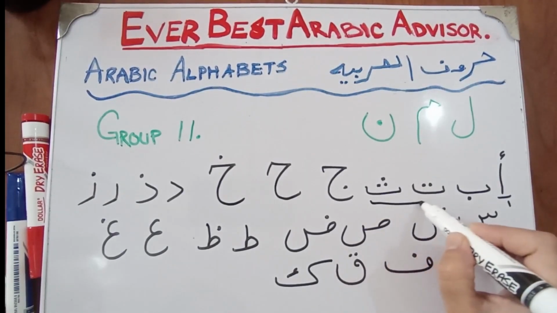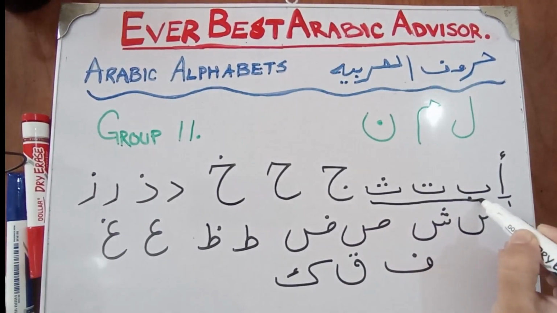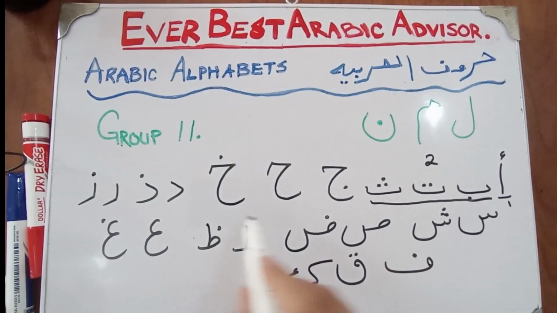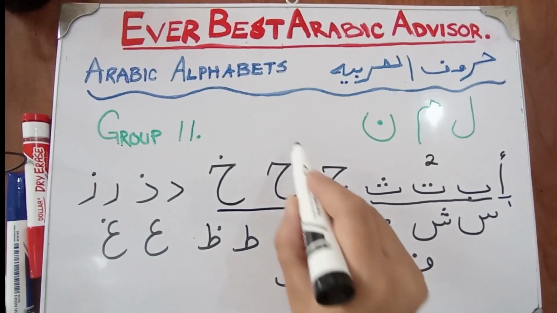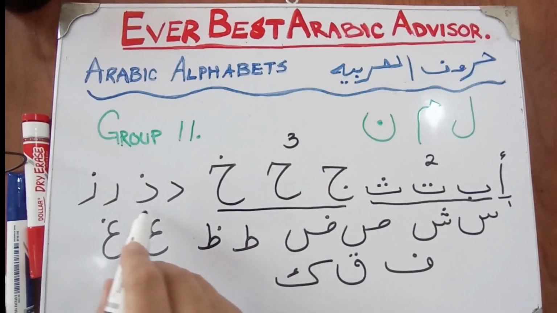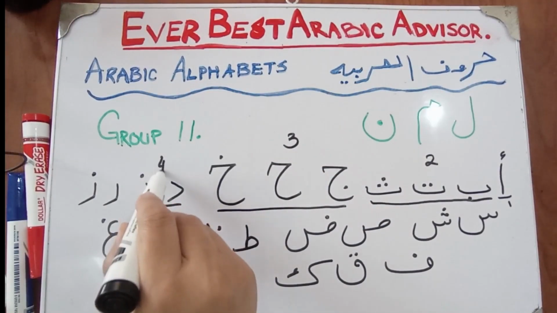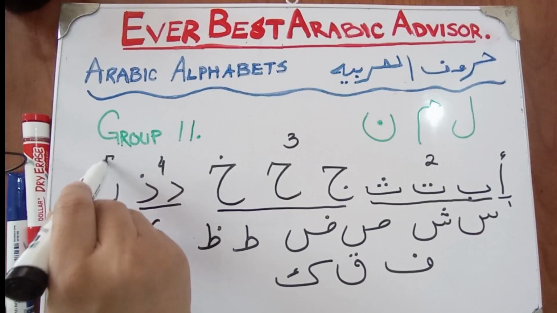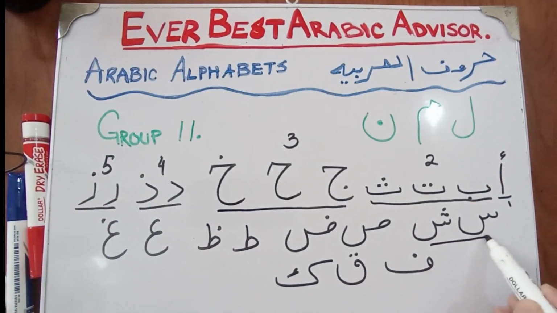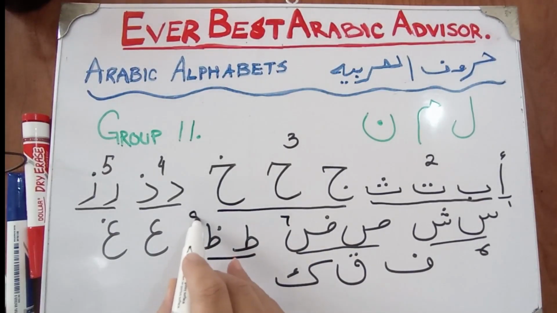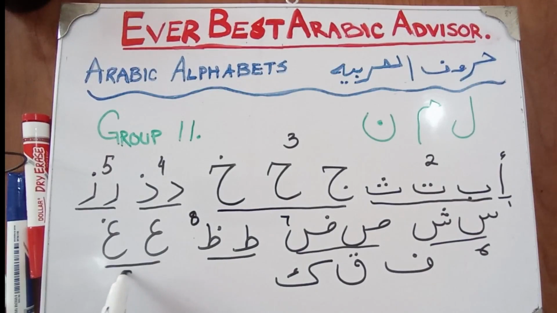The next three letters, Ba, Ta, and Sa, we discuss in lesson number 2. Jim, Ha in lesson number 3. Dal, Zal in lesson number 4. Ra and Za in lesson number 5. Sin, Shin is lesson number 6. Sad, Zad is lesson number 7. Ta, Za is lesson number 8. Ain, Ghain lesson number 9. And Qaf, Kaf is lesson number 10.